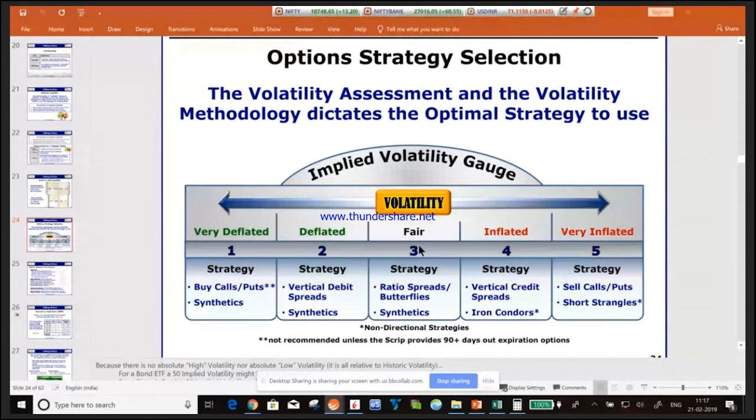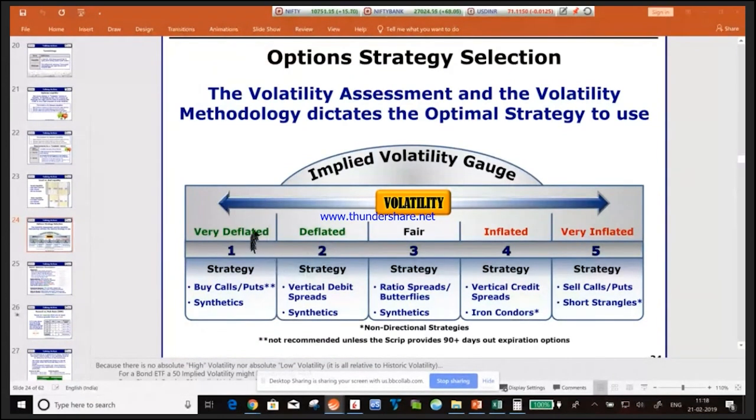So each of these sections will have one bullish and one bearish strategy. In section 1, the bullish strategy is buy call, the bearish strategy is buy put. Not recommended unless the script provides 90 days out expiration options. They should be liquid. Otherwise, there is no point in doing buy call, buy put. You're going to just donate your money. Okay. And or synthetic strategies.